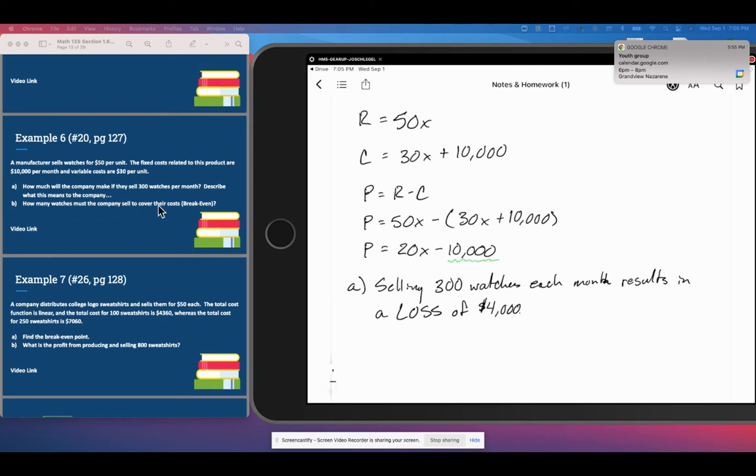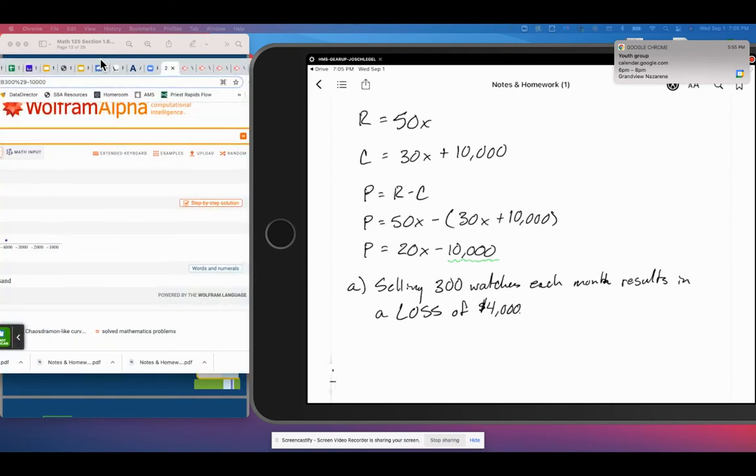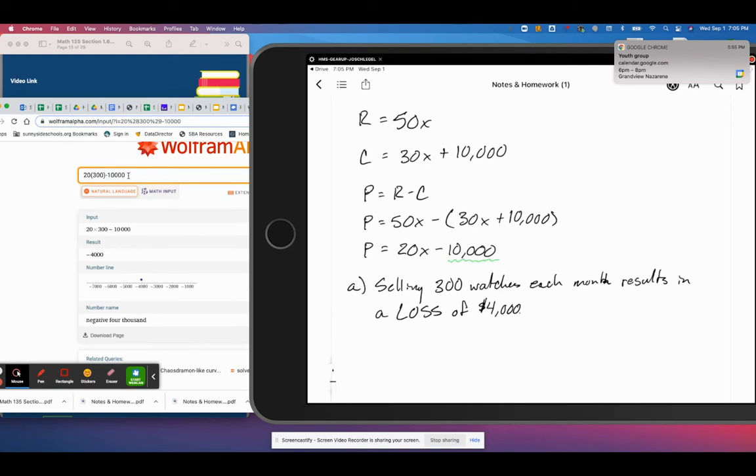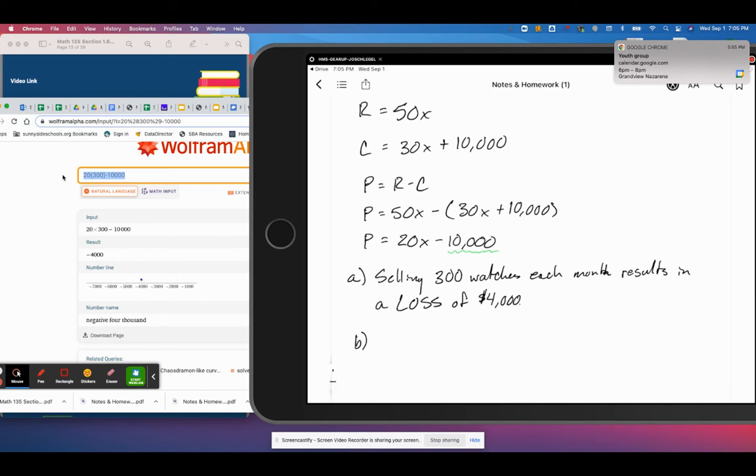How many watches must the company sell in order to cover costs and break even? And so we are going to use the profit function again for that. We could use revenue is equal to cost if we wanted to. I'm actually going to go ahead and do that. I know that break even occurs when profit is zero or when revenue is equal to cost. I could use either one. For me today, I'll use revenue is equal to cost. And we'll see what happens.